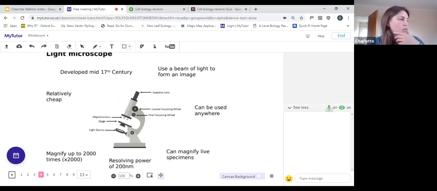We need microscopes for viruses and for vaccines. You can view viruses using electron microscopes.